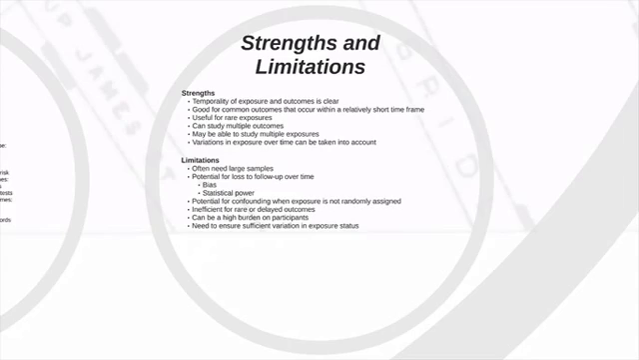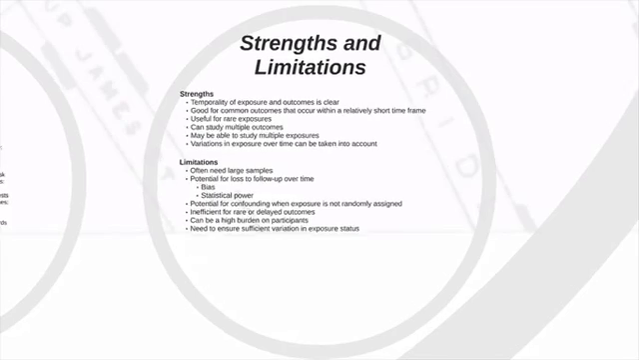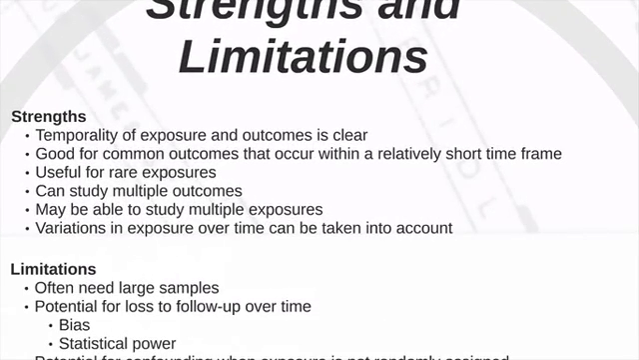Okay, so the strengths and limitations of cohort studies. So the strengths of our cohort studies, as I said, the temporality of exposure and outcome is clear. You have set it up so that you know the exposure happened before the disease, right? Remember back to our Bradford Hill criteria, that is critical. Remember even our causality, fundamental to the definition of causality is that the exposure has to happen before the outcome.